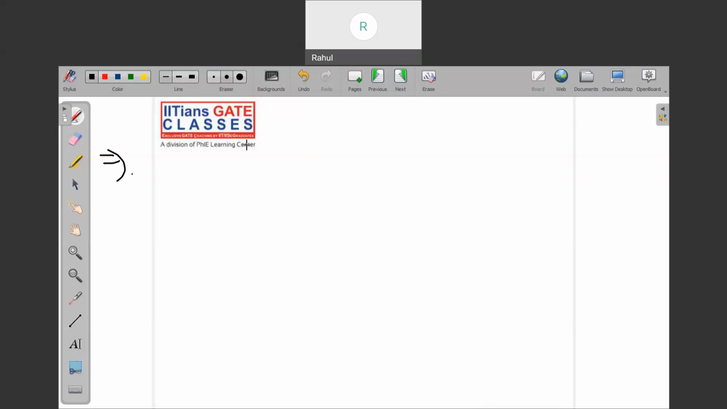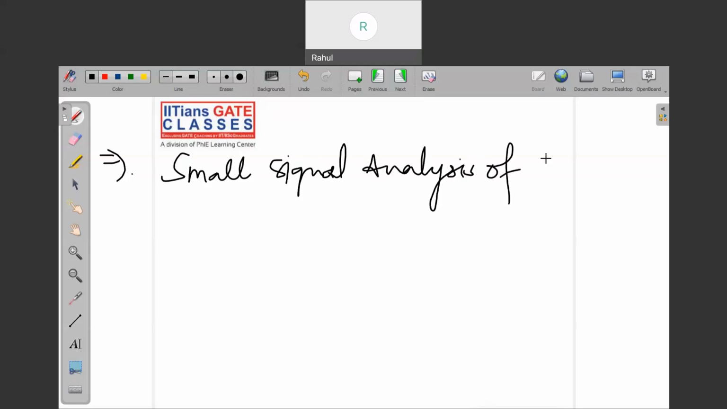But one very important concept from the diode circuit is small signal analysis, right? Small signal analysis of a diode. Okay, this is very, very important.